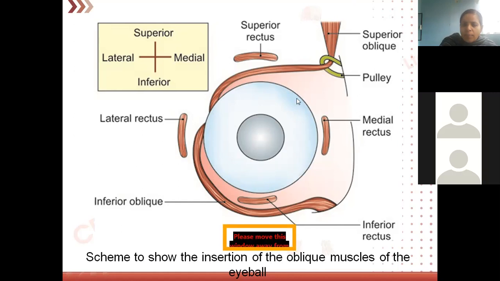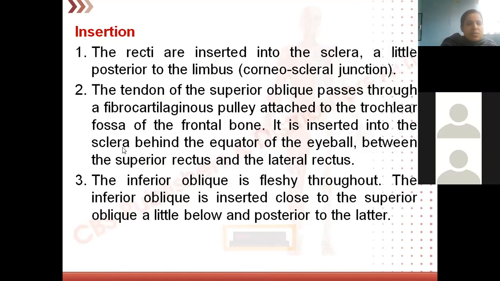Okay, this is superior oblique. Then inferior oblique is actually coming from the floor of the orbit. It is going below inferior rectus and it is getting inserted below lateral rectus and also below superior oblique. You are supposed to draw this diagram. By looking at this diagram only, you can frame the sentences also.